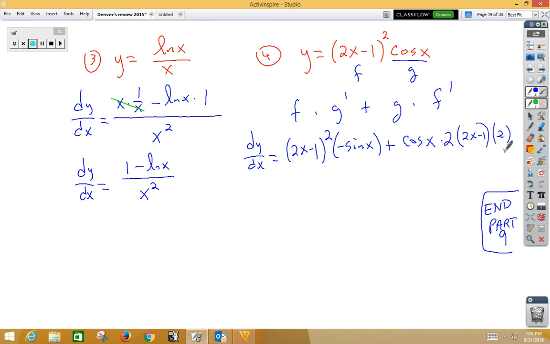Try to clean this up just a little bit. We have dy/dx is equal to, we could probably pull out a 2x minus 1. I'm not sure if I would do that or not. I've got 2x minus 1 squared. I've got a negative sine x. We have plus a 4 times 2x minus 1 cosine x. I think I would probably leave it like that. I suppose we could, if we wanted to, factor out a 2x minus 1.